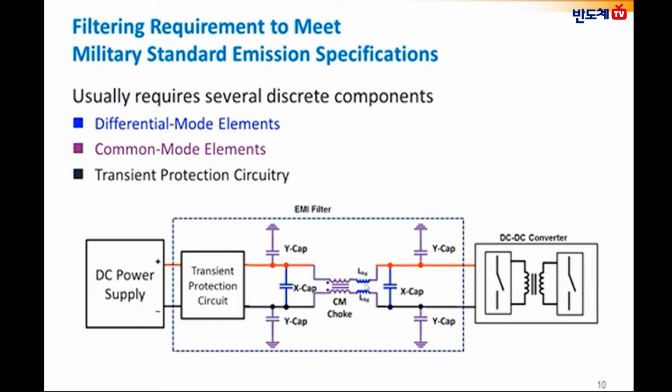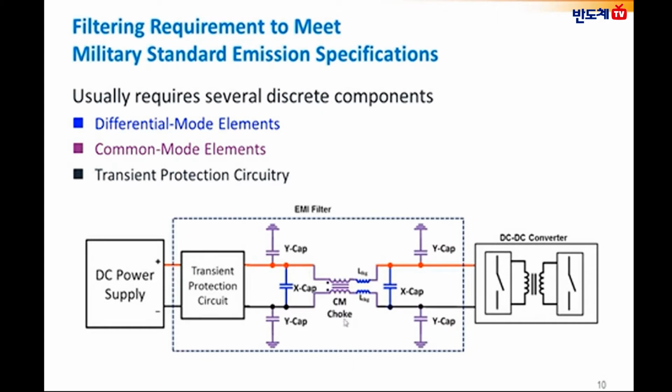Therefore, to attenuate the noise generated by the DC to DC converter, differential mode elements or common mode elements are necessary. The differential mode noise is a result of operation of the circuit, which is present between the positive lead and the negative lead of the DC to DC converter, and can be attenuated by using differential mode filtering elements such as the leakage inductance offered by the common mode choke and the X capacitors, which are shown in blue color.